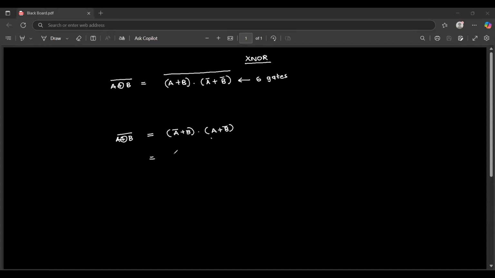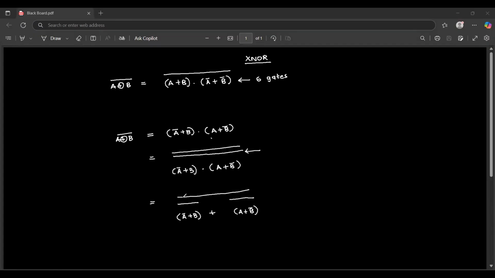So I'm going to use the double negation first. So let's use the double negation, which will give us ((A bar plus B) into (A plus B bar)) whole thing double bar. And I'm going to break only this single bar, which will give me (A bar plus B) whole thing bar plus (A plus B bar) whole thing bar, and then we have another whole thing bar, including all these things. So that's what we have. Now I can draw without any issues.